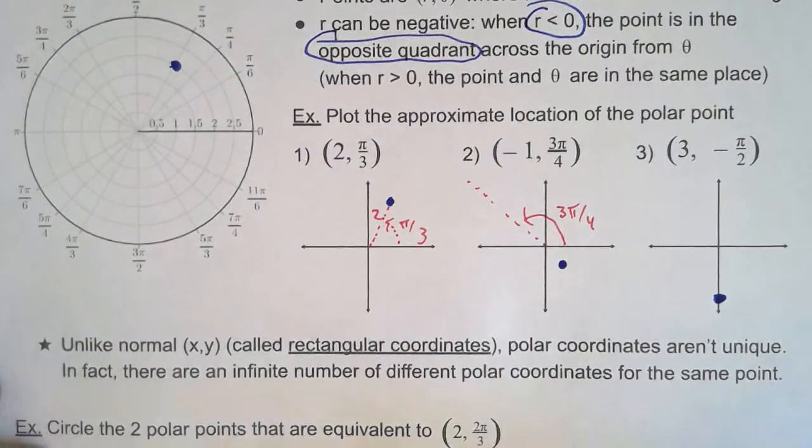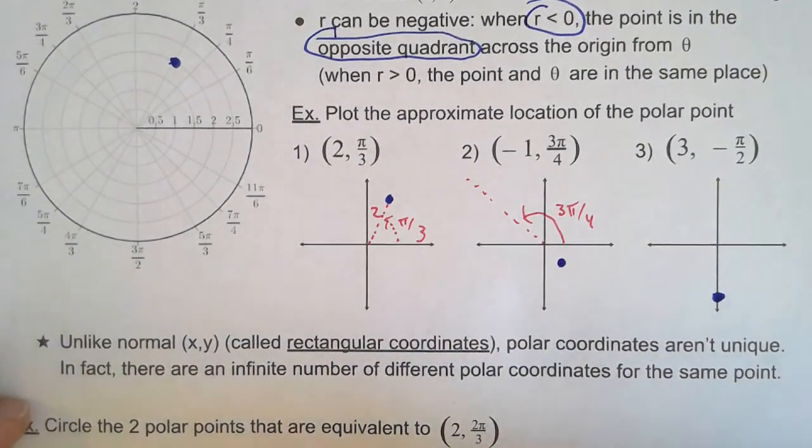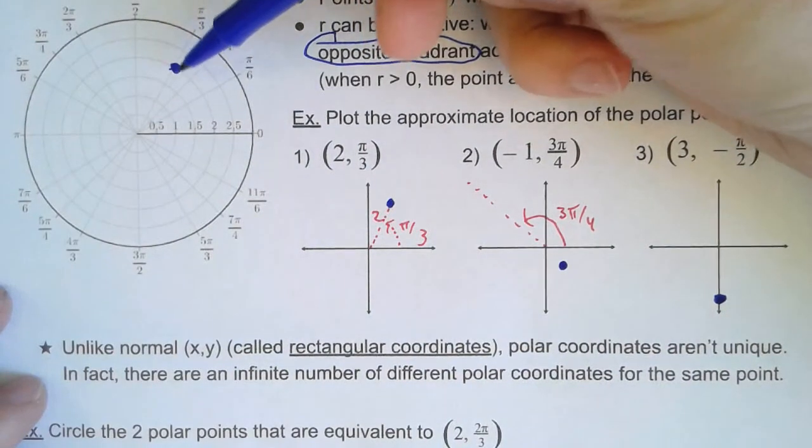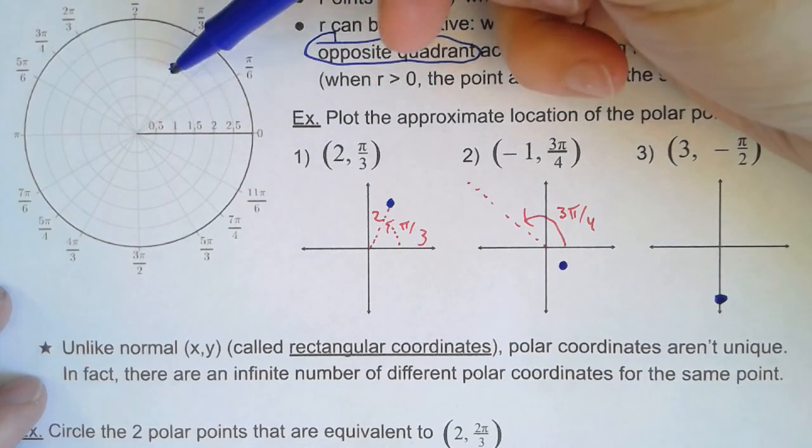Now, one thing that's interesting about polar coordinates is they're not unique. If you look at a point in space, there's only one x and y to get there. You have to go this distance sideways and this distance vertically.